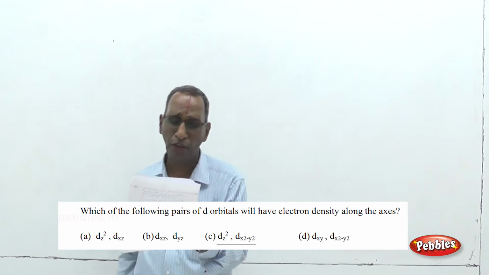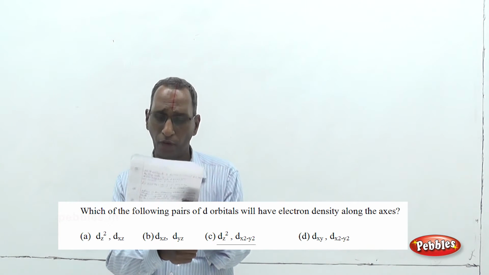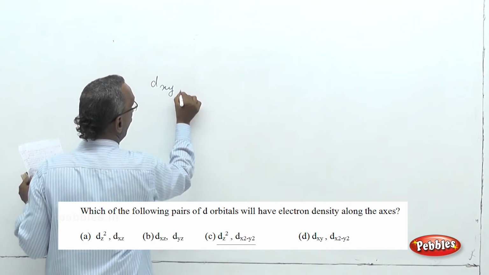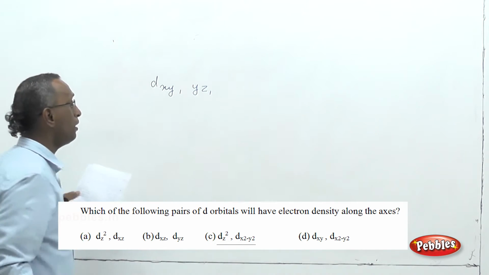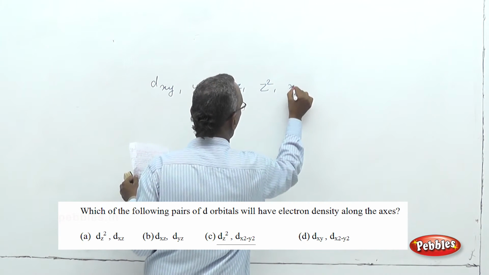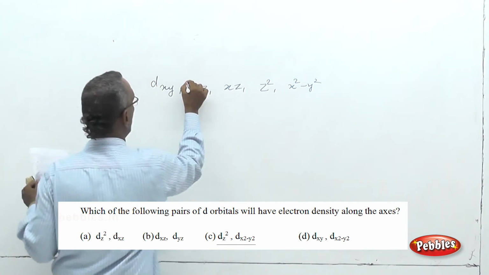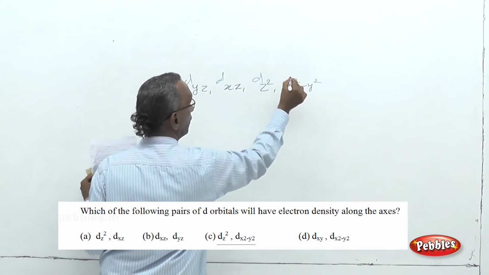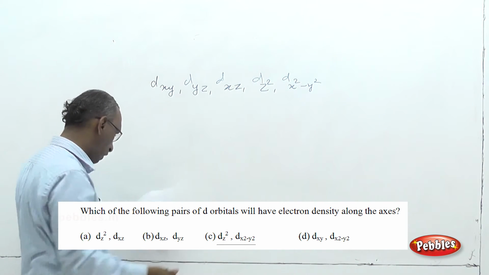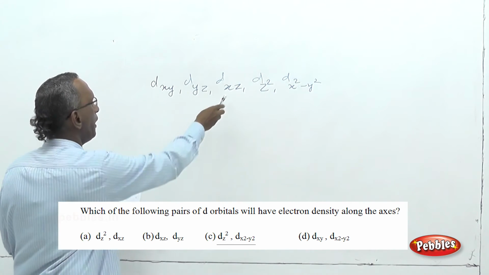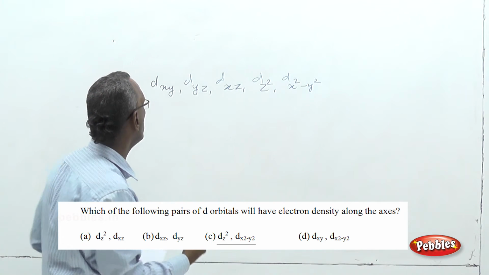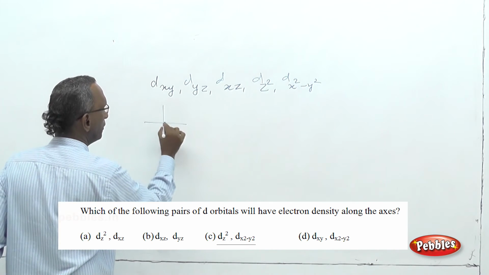This one is also a NEET exam question, phase 2. Which of the following d orbitals will have electron density along the axis? There are 5 types of d orbitals, represented as dxy, dyz, dxz, dz squared and dx squared minus y squared. You have to put the d in all the cases.